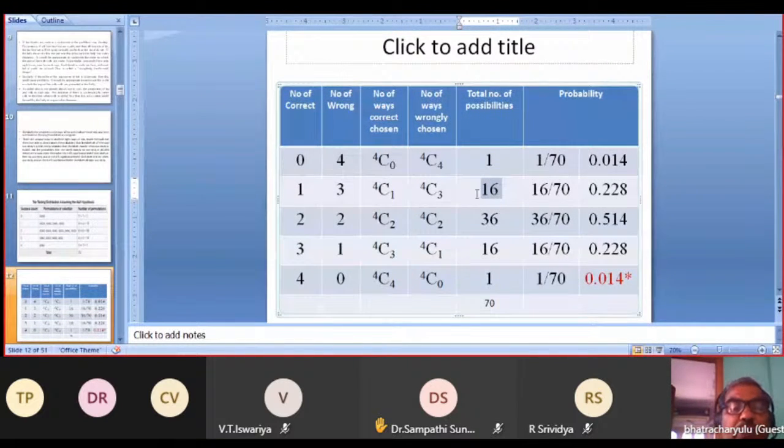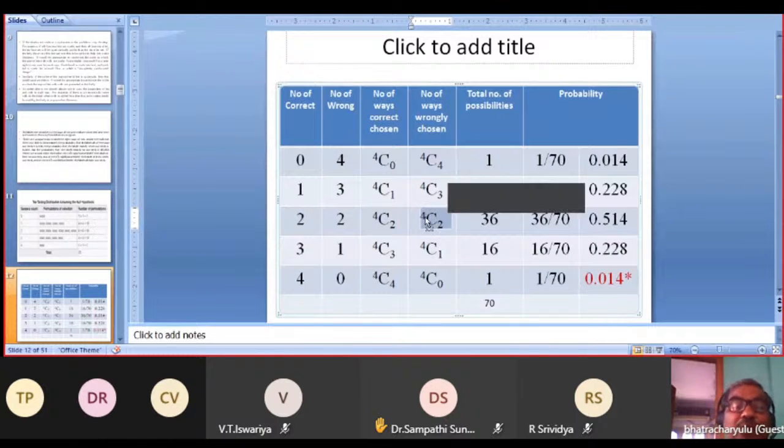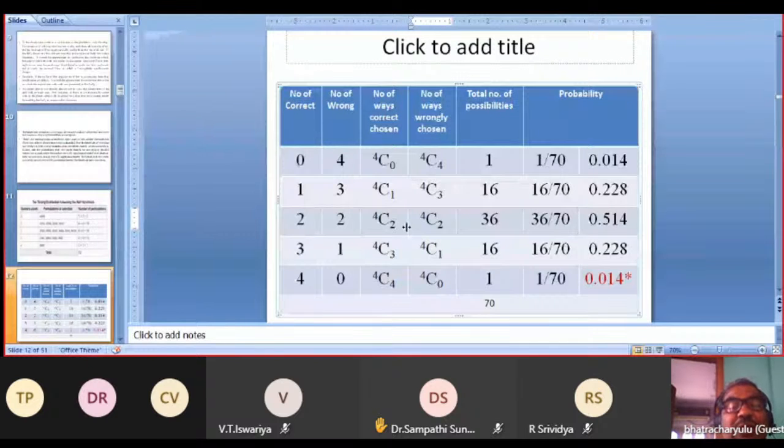And two correct, two wrong. 4C2 means 6. There are 6 possibilities for correct, and another 6 possibilities for wrong. So 6 into 6, because all are simultaneous. Therefore, there are 36 possibilities existing.